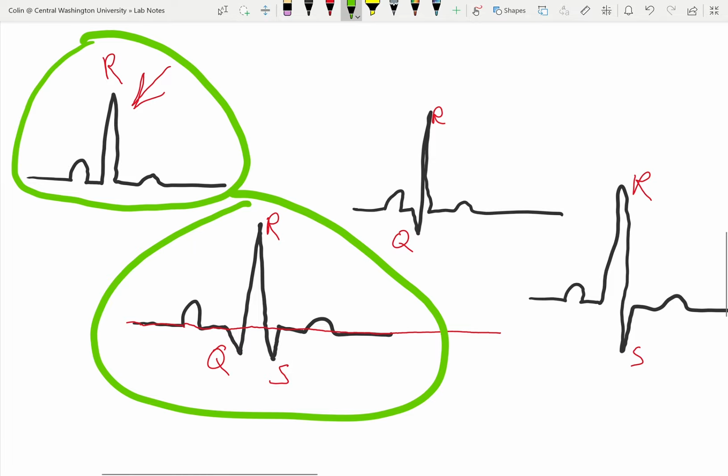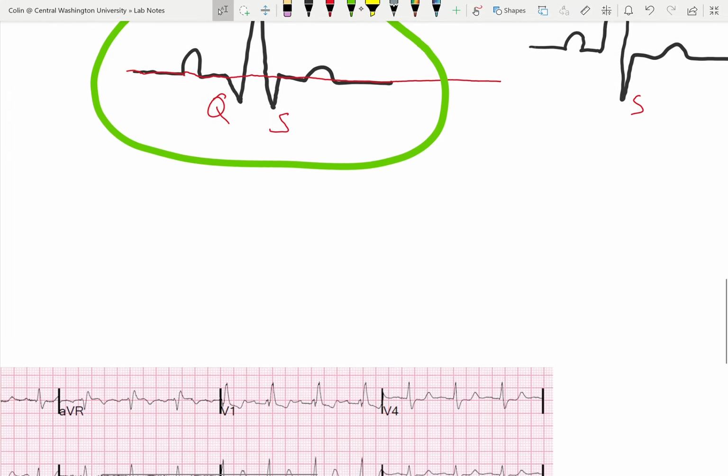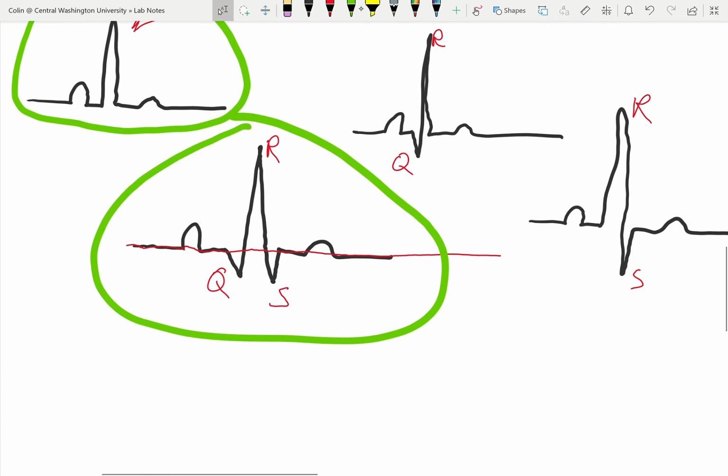You might be asking, well, why? When does it matter? Don't worry about it. Go to medical school and we'll talk all about it. But for now, don't get alarmed that you're like, oh my God, the QRS looks different. It's fine. It can be different. Okay, so that's why we call it QRS.